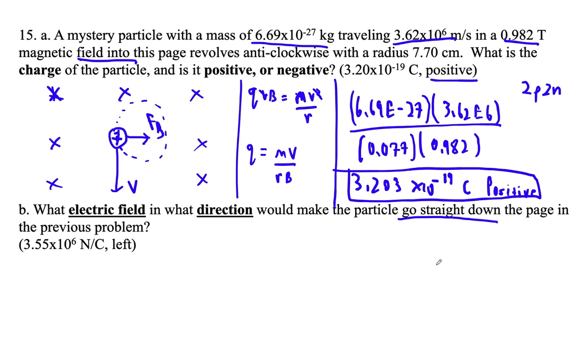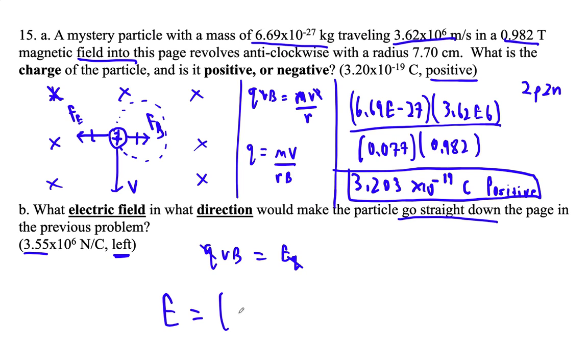Okay, so now what electric field in what direction would make it go straight down the page? And since it's a positive particle, it's easy, right? We need a force to the left to counteract the magnetic force. Even though I drew them unequal lengths, that's equal in magnitude. Okay, so the electric force to the left would be an electric field to the left. And then to figure out what that is, we would just set qvB equal to Eq. So this is magnetic force equals electric force. The q cancels, and the electric field is vB, right?